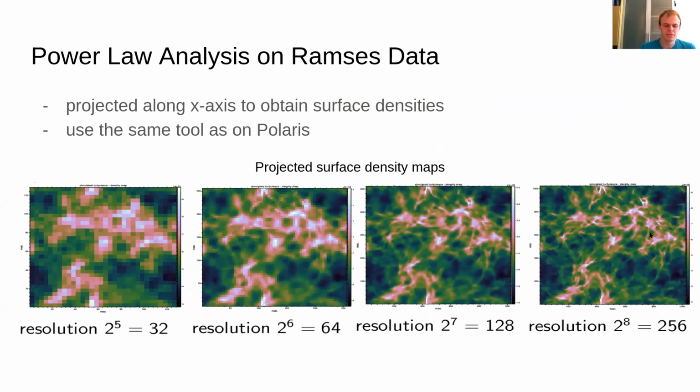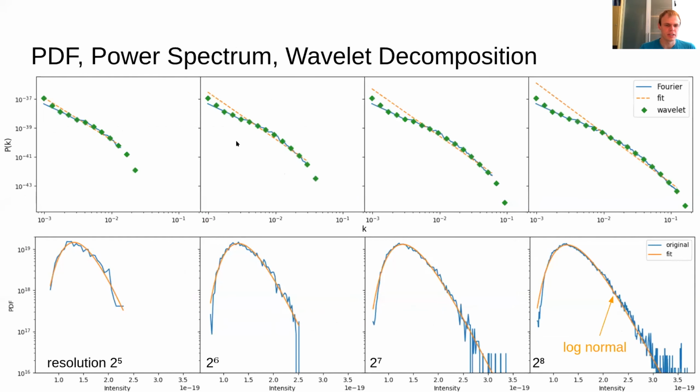Instead of analyzing the 3D data, we can also project these to obtain 2D data sets, which we can analyze using the same tools as the observational data. What you see here is the simulation of the turbulence again with different resolution, and this is always the projected 2D surface density. We can apply the same tools as I said. On the top you see the Fourier power spectrum, and the wavelet decomposition very closely resembles the Fourier power spectrum.